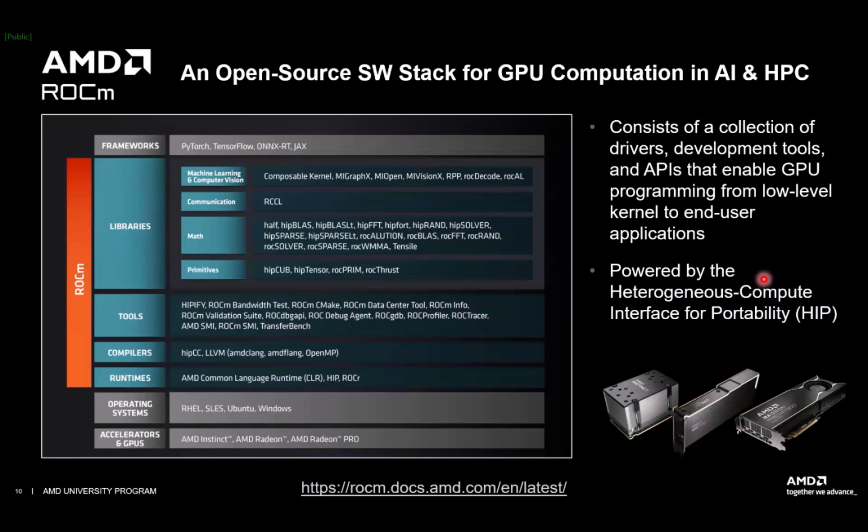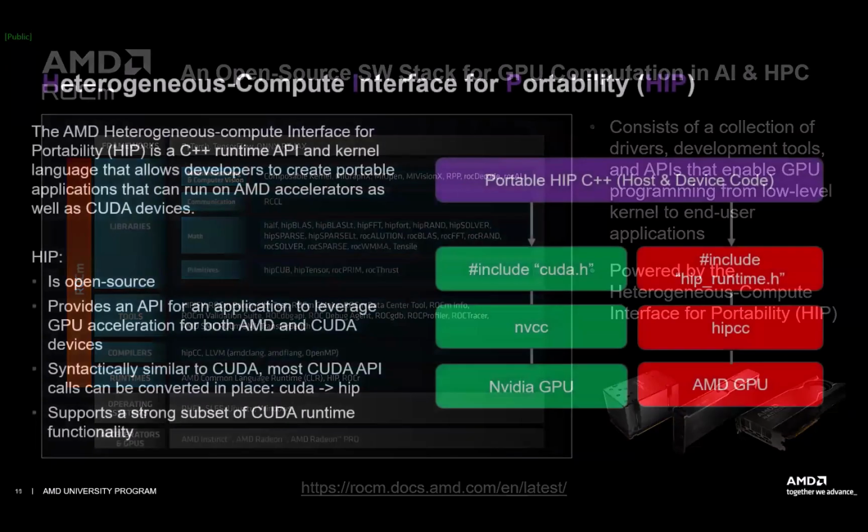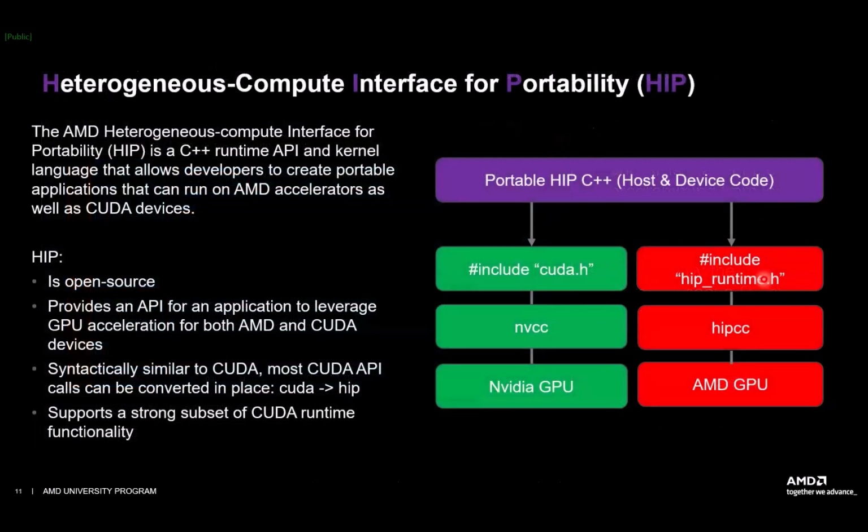And this is all powered by the Heterogeneous-Compute Interface for Portability, or HIP. This is a C++ runtime API and kernel language. This allows developers to write a single source code that can be used on both AMD and NVIDIA GPUs. So HIP is open source. It provides the APIs that I just mentioned. It is syntactically very similar to CUDA. So most of the CUDA API calls can be converted in place by simply changing CUDA to HIP. So if you're familiar with CUDA programming and you have a CUDA mem copy, this would simply be a HIP mem copy in HIP.